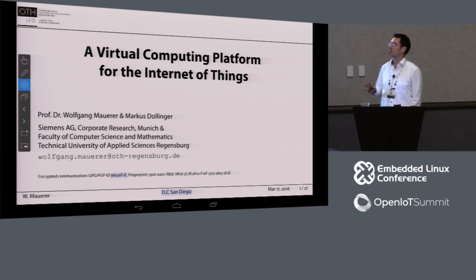So this talk will be a mixture of some crazy academic ideas and how to apply these to future industrial Internet of Things platforms.